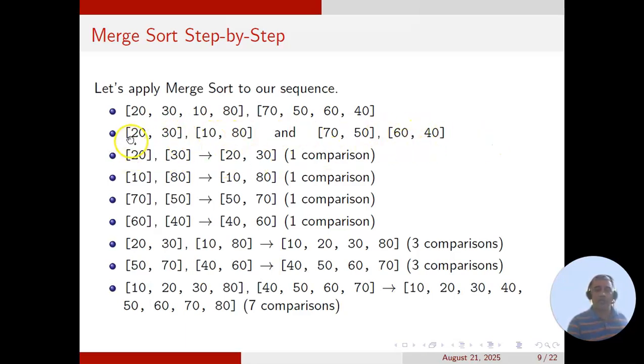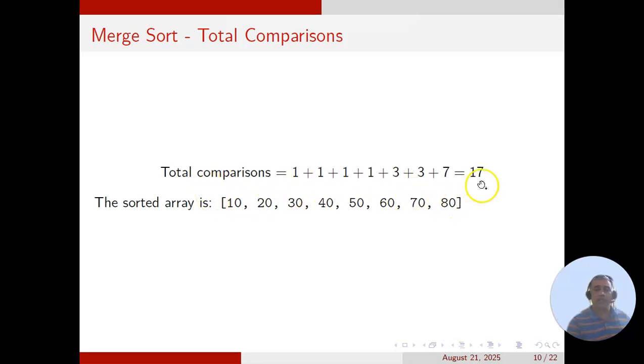Next you have to merge. Merging 20 and 30 requires 1 comparison, 10 and 80 requires 1 comparison, similarly 70, 50 and 60, 40. Then merging 20, 30 with 10, 80 requires 3 comparisons, and merging 50, 70 with 40, 60 again requires 3 comparisons, and finally merging these 4 elements with the other 4 requires 7 comparisons. The total number of comparisons required is 17, and we get the final sorted array.